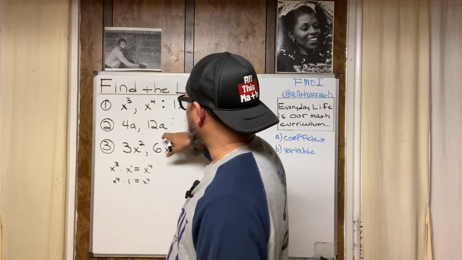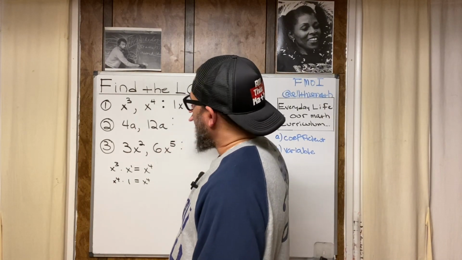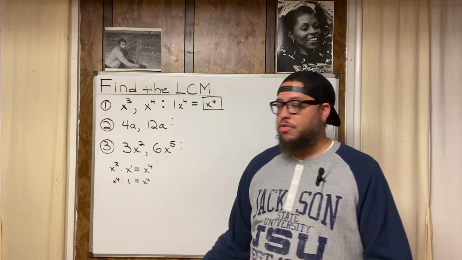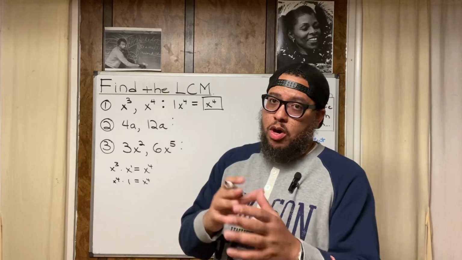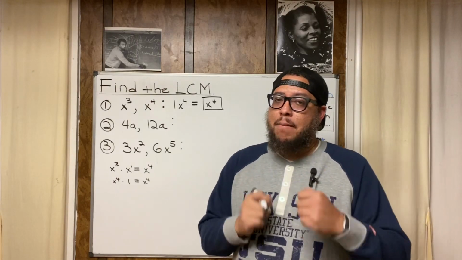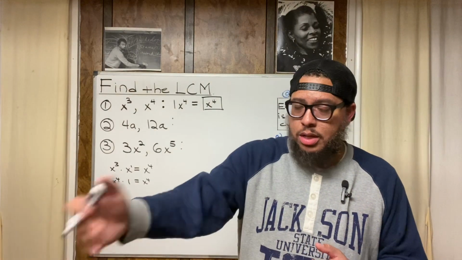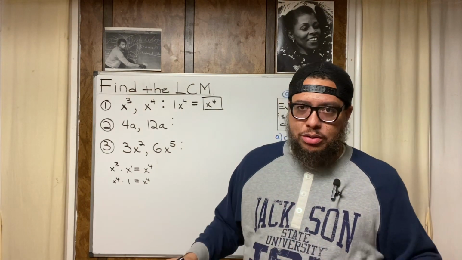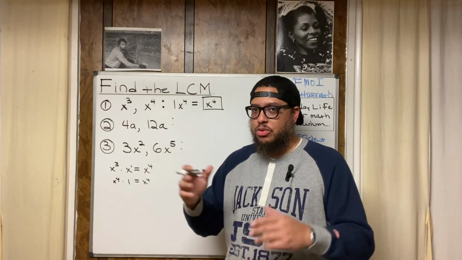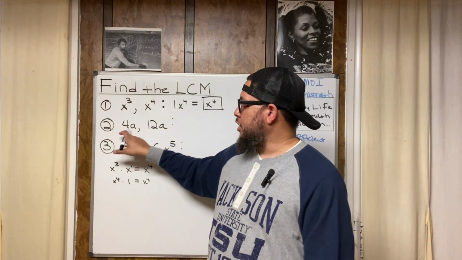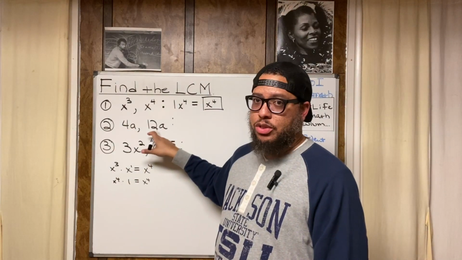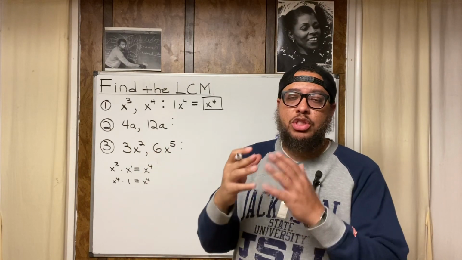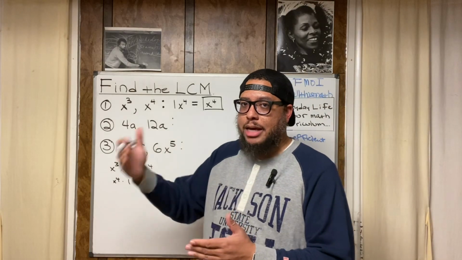We got 4a and 12a, right? So check the coefficients, 4 and 12. So what's the smallest number that both of them can multiply into? Do not confuse multiples with factors. 4 times 3 is 12. 12 times 1 is 12. 12 is the smallest number that they both multiply into.